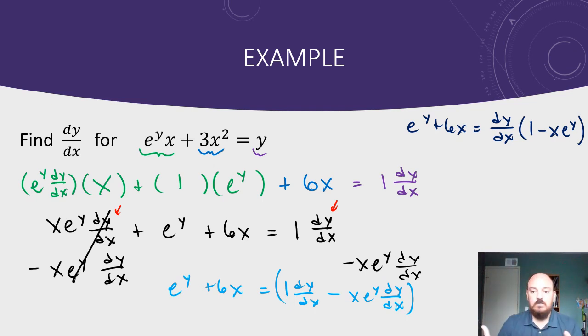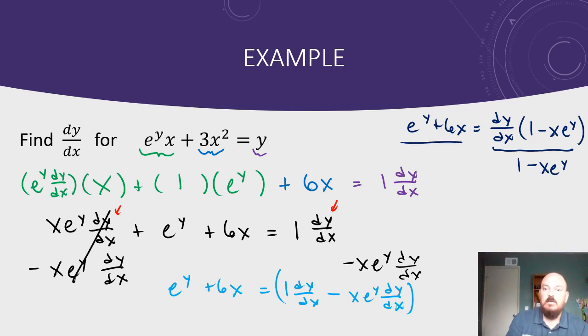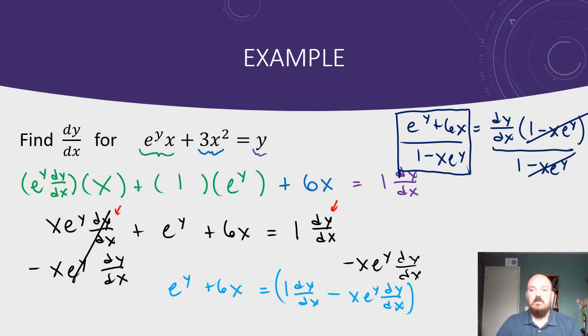And then once you've factored out the dy dx, divide by whatever was left over after you factored, and that should be your final answer. So if I divide both sides by 1 minus x e to the y, to cancel that out, this thing here, I barely squeezed it in there, that thing there is your final answer. So dy dx for this one ends up being e to the y plus 6x over 1 minus x e to the y.